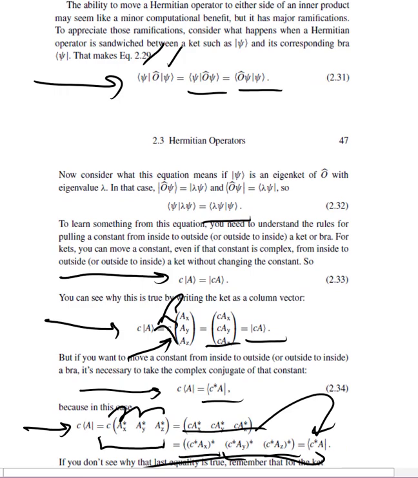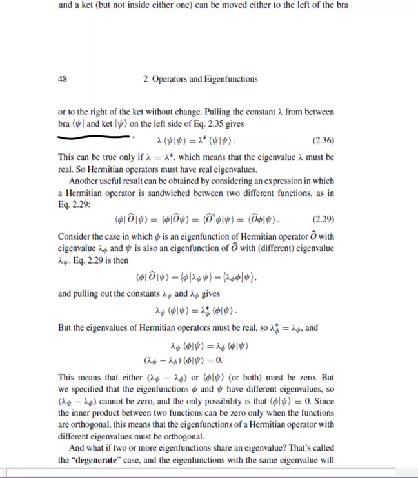So, knowing what happens to constants inside bras and kets, we can look at this expression a little differently. Here we've got a constant inside a ket. We know we can pull that out, not have to do a thing to it. But this constant inside a bra, if we want to pull it out, we've got to take the complex conjugate. So that says that lambda times the inner product of psi with itself must equal lambda star times the inner product of psi with respect to itself.